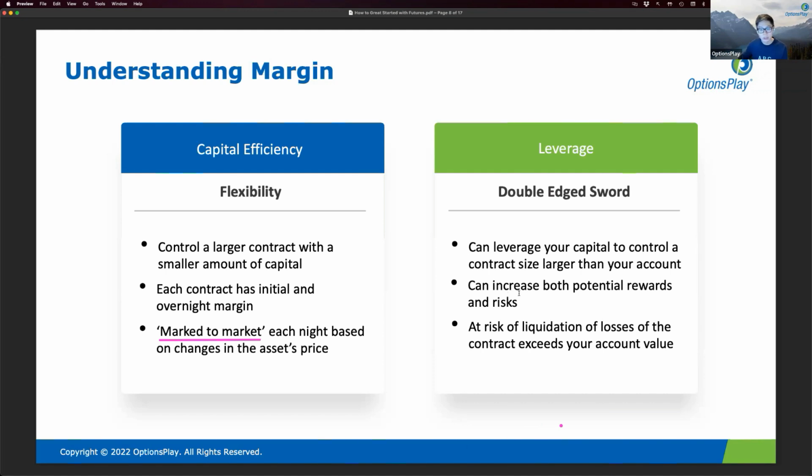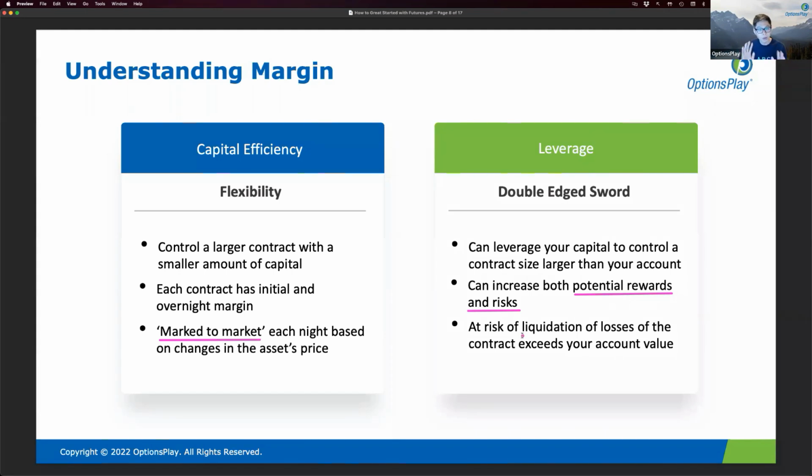So remember, leverage can increase both potential rewards and also, at the same time, potential risks. So understand that it's a double-edged sword. If you're going to increase your potential rewards, you're also going to increase your risk. And if the losses of the full contract exceed the account value that you have in your portfolio, that's when you are at risk of liquidation of the contract, meaning you will be forced to either buy or sell the contract to exit the agreement, and you would be left with a relatively small chunk of your portfolio. So I want to talk a little bit about some of the rules around trading with leverage with respect to futures contracts.